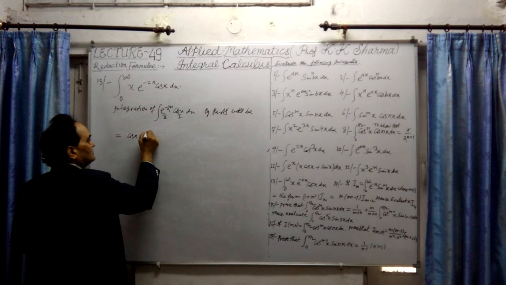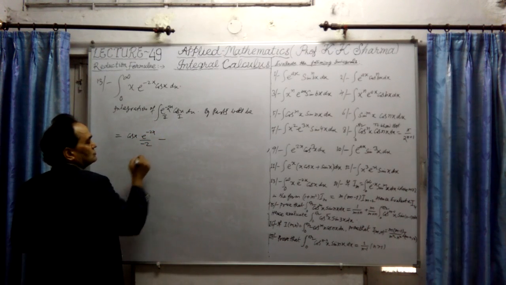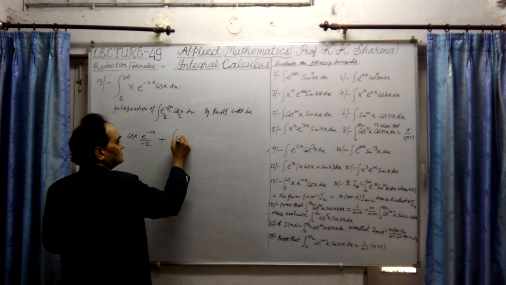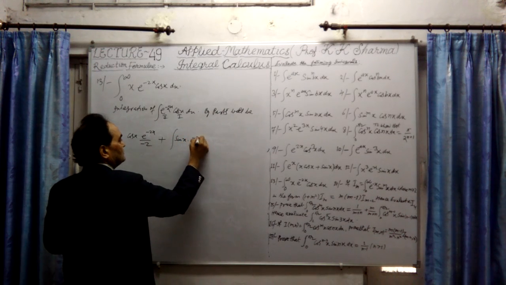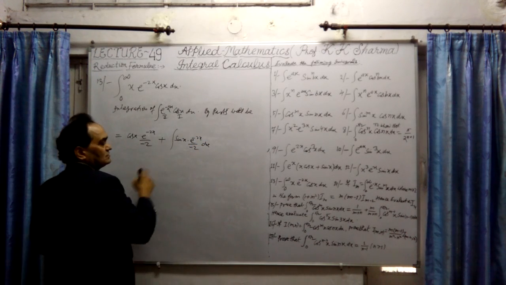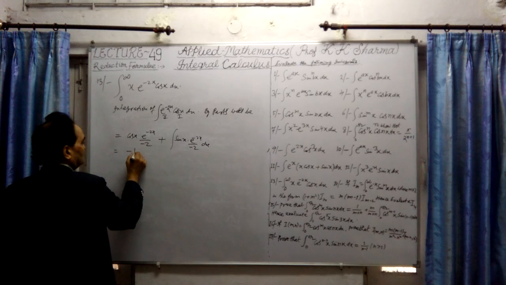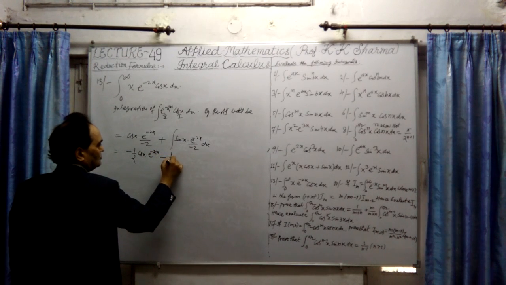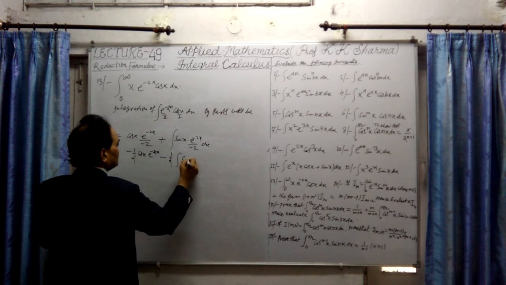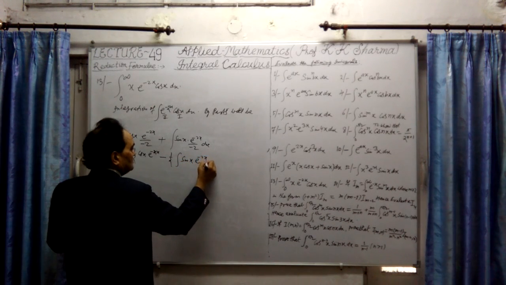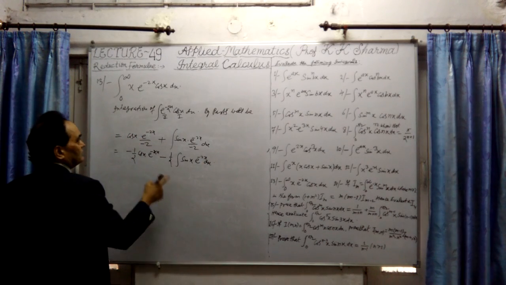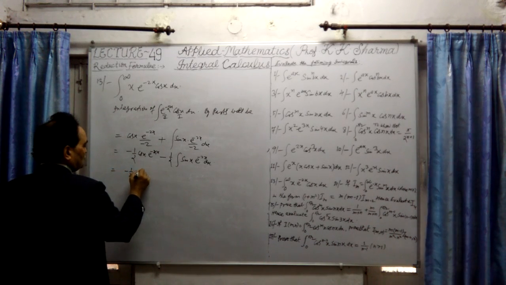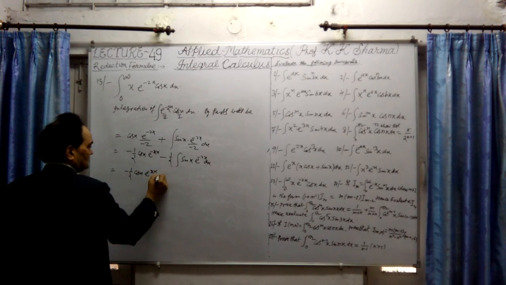Integration of e to the minus 2x is e to the minus 2x upon minus 2, plus sin x, since the differentiation of cos x is minus sin x, into the integration of e to the minus 2x, so e to the minus 2x upon minus 2 dx. Again it is to be integrated. It is nothing but minus 1/2 cos x e to the minus 2x minus 1/2 sin x e to the minus 2x dx. Let me integrate it again by parts.